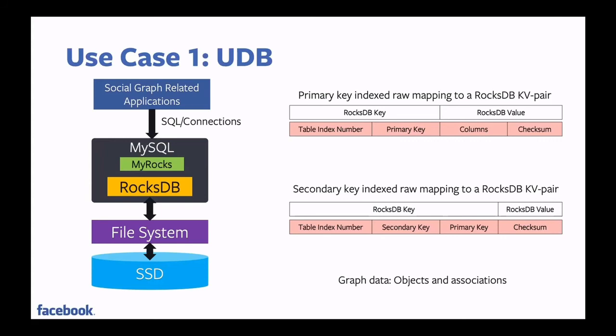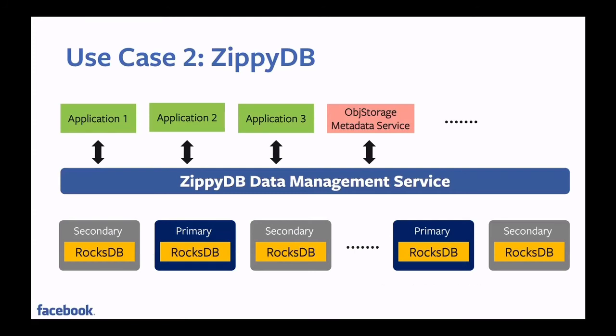The second use case is ZPDB. ZP is a distributed key value store based on Paxos. ZP will maintain thousands of RocksDB instances. For example, one host will have about several hundred RocksDB instances. And we have the primary one, which will provide strong consistency, and the secondary one will be synced after that.